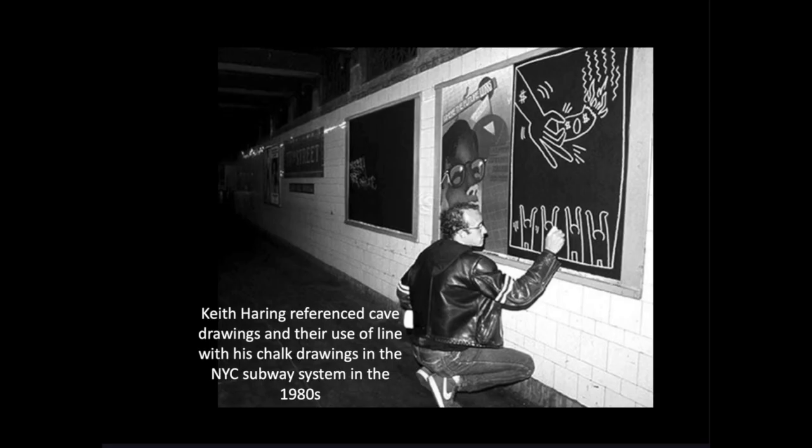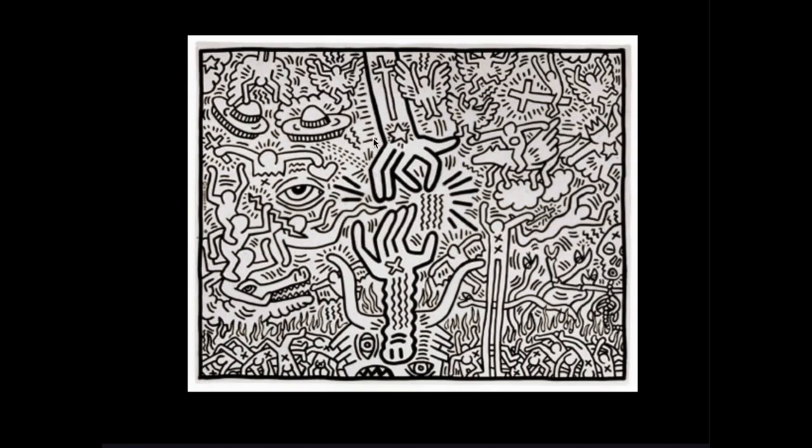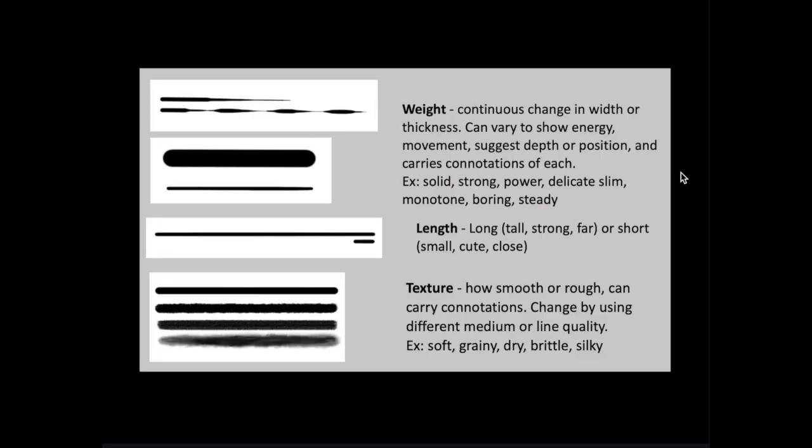There's some more. Keith Haring referenced cave drawings and their use of line with his chalk drawings in the New York subway system in the 1980s. Here's some of his drawings. They have the thin, thick lines, squiggly lines. They have a very whimsical energy. So line weight can be a big way to convey energy, or continuous change in width or thickness can vary to show energy. Movement suggests depth or position and carries connotations of each.